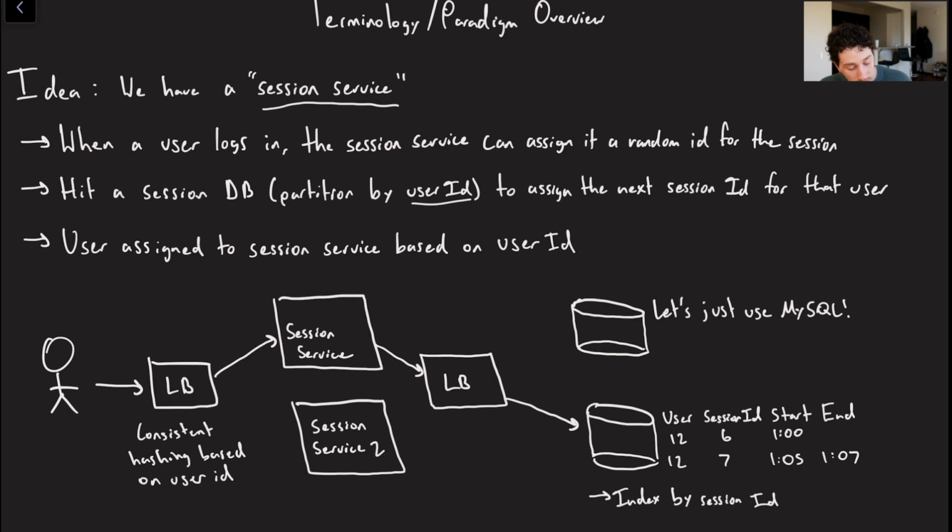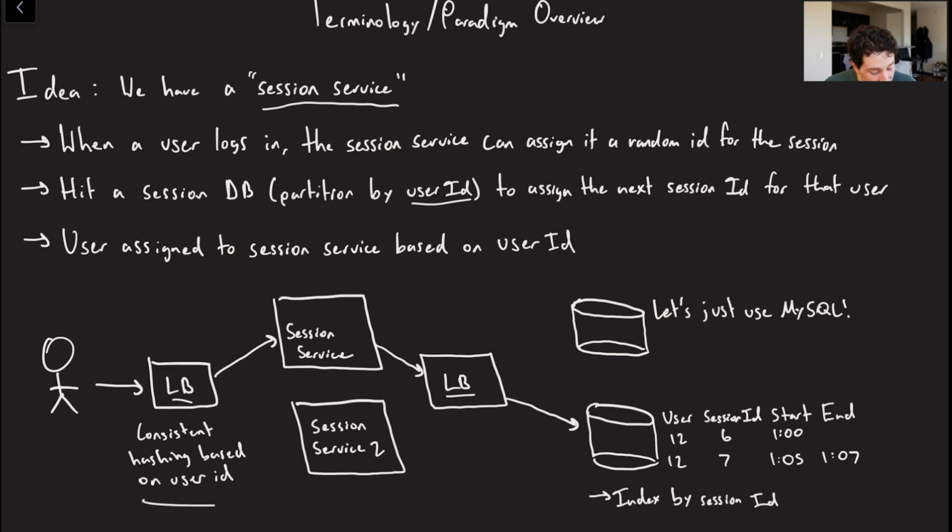Cool. So what would that look like? Well, I've drawn out a small diagram down here. We've got some load balancer. The load balancer is going to assign me to a session service based on my user ID. We can just use consistent hashing. And then similarly, we have another load balancer between the session service and the actual sessions database, because this is going to be a pretty big table if every session ever is going to be in there. So we're going to need a lot of partitions, and we can do that based, again, on user ID, or rather the hash of the user ID.